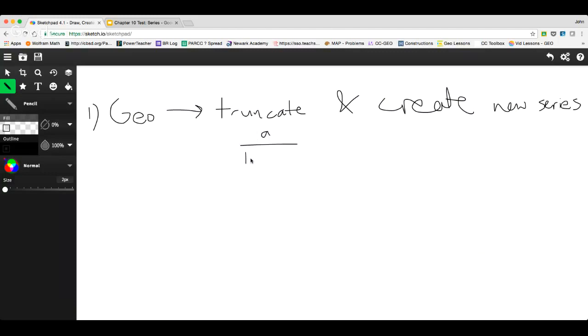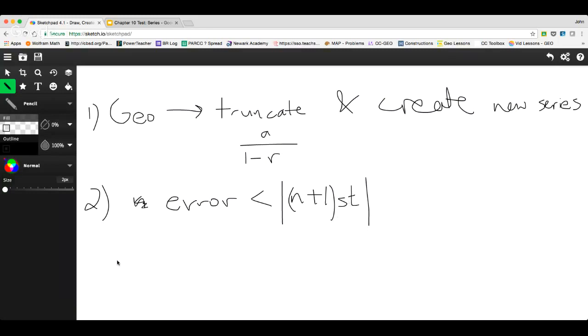Okay, geometric series are the only series we know how to find the sum of, and that total sum is A over 1 minus R. Second, for alternating series, if it fits those criteria for the alternating series test, where the signs alternate, the limit of the nth term is 0, and the terms decrease in absolute value, then we can say that the error, whatever that error is, is less than the n plus first term. So if it's an alternating series that fits those criteria, you don't have to use Lagrange to bound the error. You could say it's less than the n plus first term.